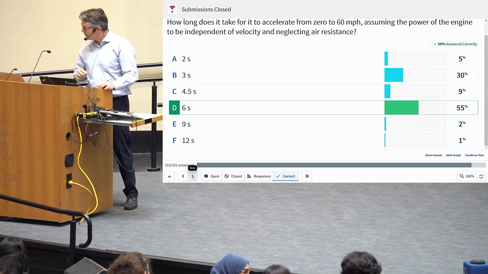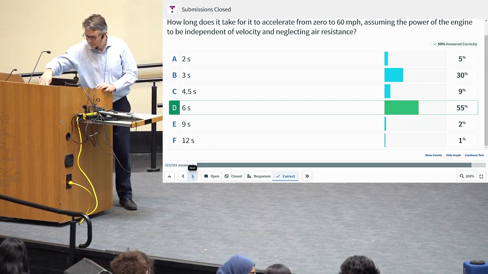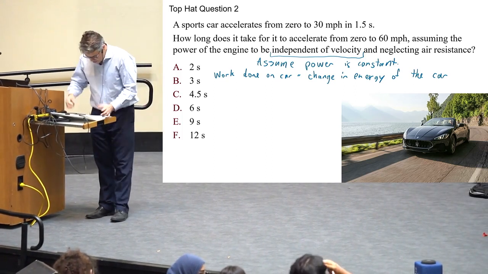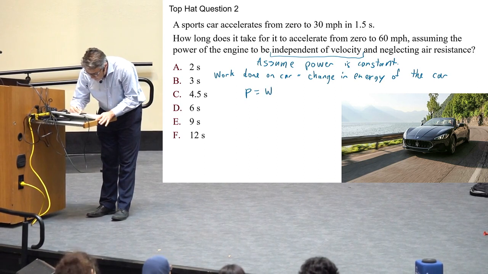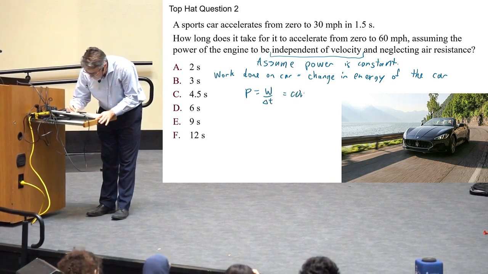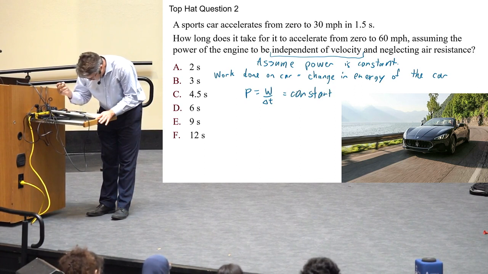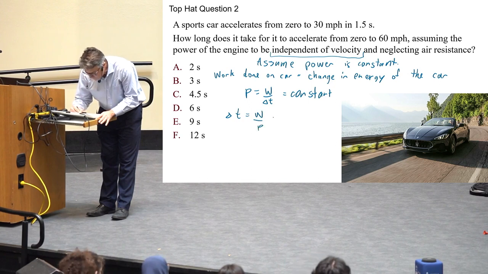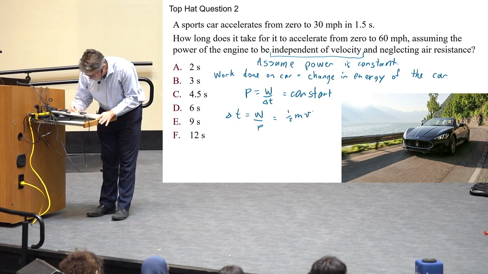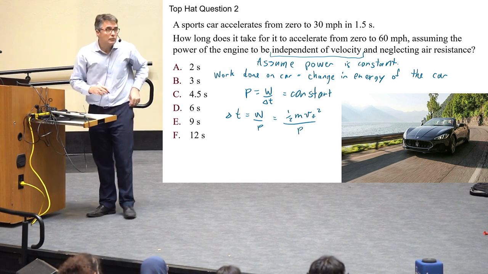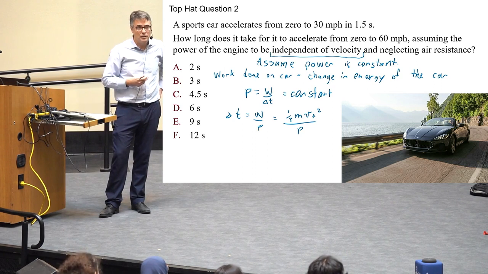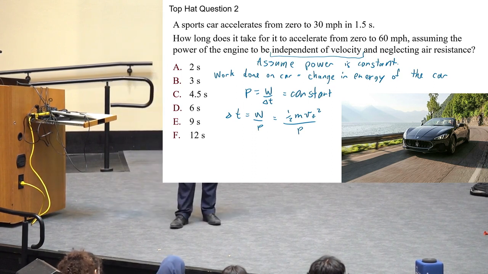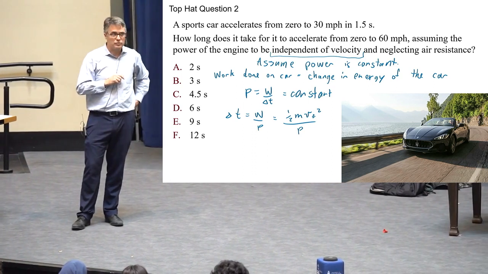Okay. So I think both 3 and 6 were good guesses. I like 6, and I'll show you why. The work done on the car is equal to the change in energy of the car. And so P is equal to W divided by delta T, where P is constant, right? That's what we were trying to assume. So you can rearrange that to delta T is equal to W over P. And I think the work done is going to be 1/2 m v final squared, because it's the kinetic energy. It starts with 0 kinetic energy, ends up with a bunch of kinetic energy. That's what your engine is doing in terms of energy, it's adding to the kinetic energy of your car, which makes you go.